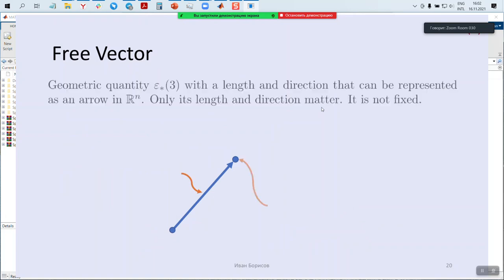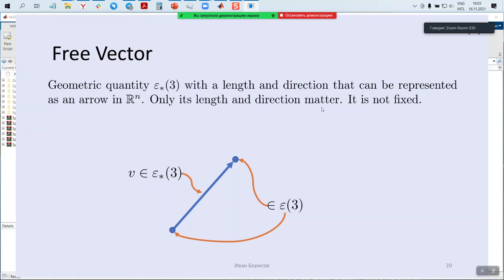Another concept is a free vector. A free vector is something that has length and direction. It can be represented by an arrow in Euclidean space, and only length and direction matter. It's not fixed. Consider angular velocity of a body: it will be the same for the whole body. It does not depend on where you look at it. So angular velocity is the same no matter the point.